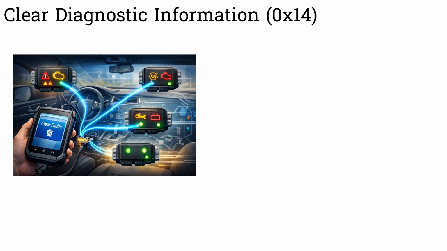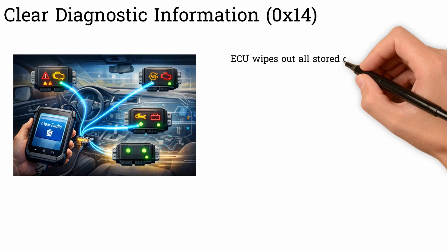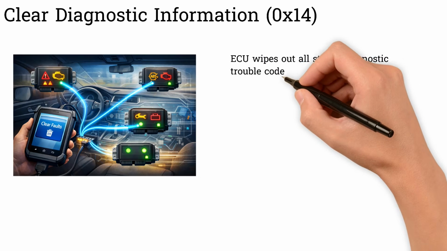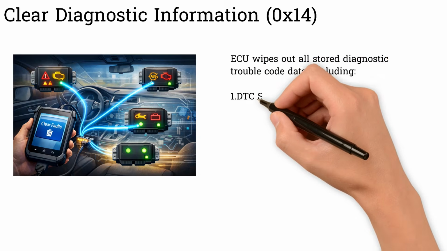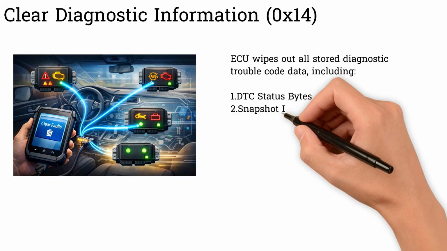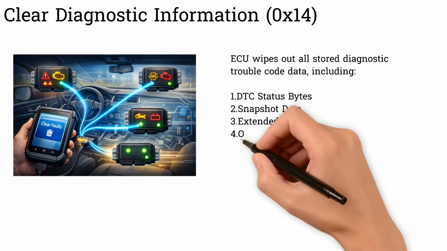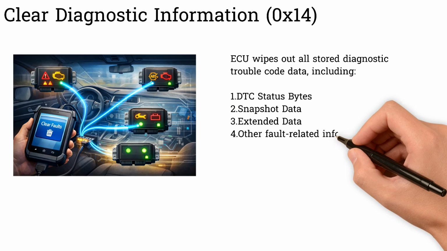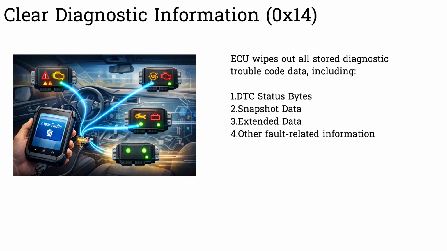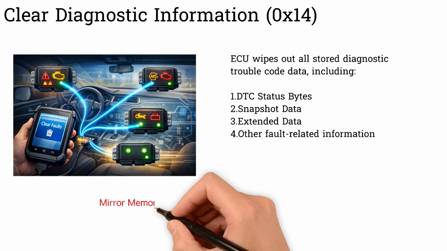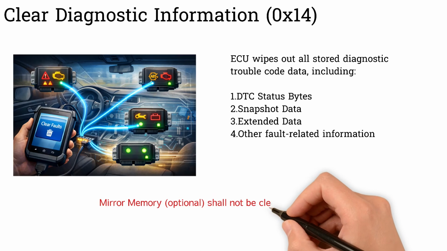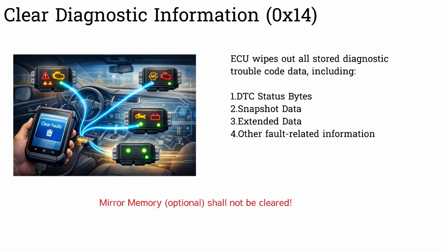When this service is triggered, the ECU wipes out all stored diagnostic trouble code data, including DTC status bytes, snapshot data, extended data, and other fault-related information like the very first or most recent DTC, special flags, and counters. But here's something important. If the ECU has a mirror memory, which is optional, the DTC data stored there will not be cleared by this service.